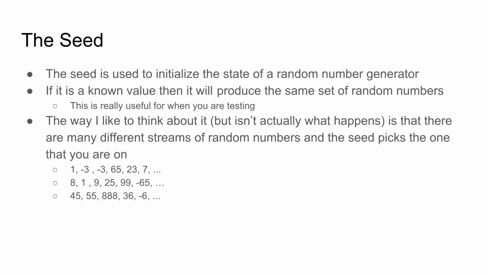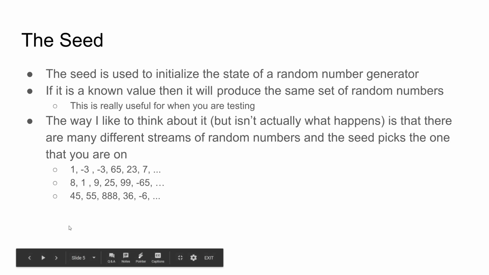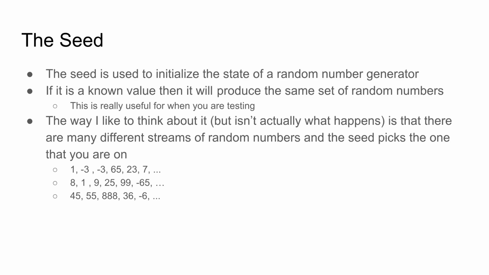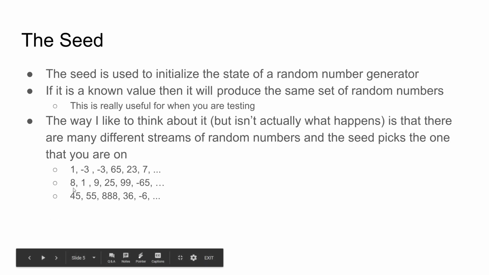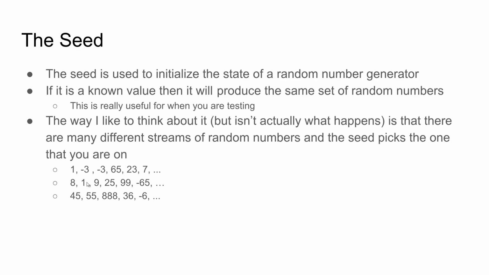The way that I like to think about this and explain it, without revealing what's happening behind the scenes, is to think that there are many different streams of random numbers that exist. When you seed the random number generator, it picks one of these potential streams and sets you at the beginning of the stream. So maybe if I seed my random number generator with the value 20, it puts me at this sequence right here, the second one. Now when I get my first random number, it's going to be 8. If I ask for another random number, it's going to be 1, then 9, then 25, then 99, then negative 65, and so on. If I seed it again with 20, it's going to put me right back at the beginning, and I'll get 8, 1, 9, and 25, and so on.